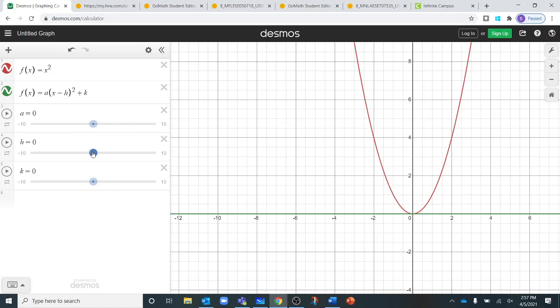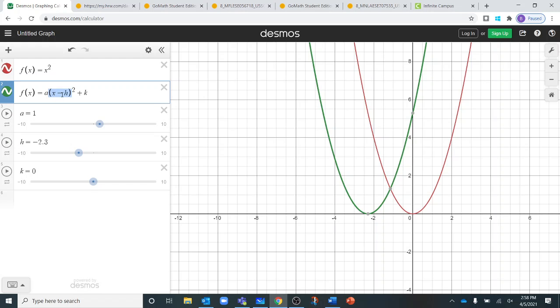My h value, remember x minus h. So notice that when my h value goes up, oh, whoops, I zeroed out my a. We need it to be a 1. Okay, so notice that when h goes up, so when h is positive, it moves right, and when h is negative, it moves left. And that makes sense, but also notice that in the actual equation, it's x minus h.